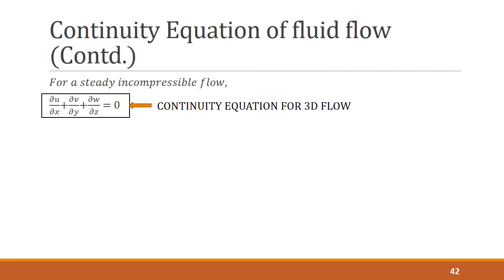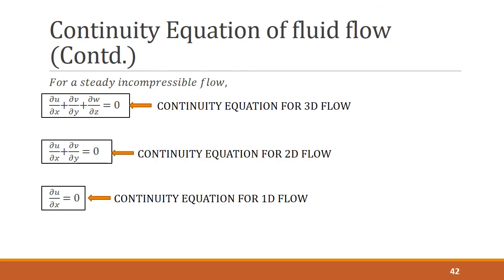This is the continuity equation for three-dimensional flow. If the flow that we had considered was two-dimensional, it would simply be dou u by dou x plus dou v by dou y equal to 0. That is, the w component would not be there in two dimensions. And for one-dimensional flow, it would simply be dou u by dou x is equal to 0. So these are the continuity equations in 3 dimensions, 2 dimensions, and 1 dimension for you.